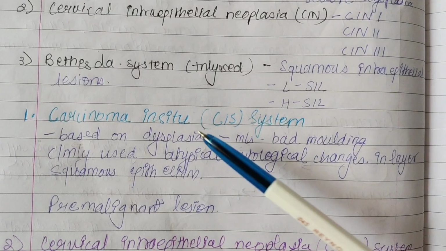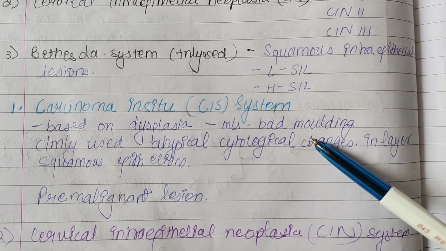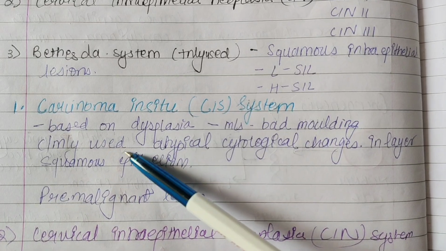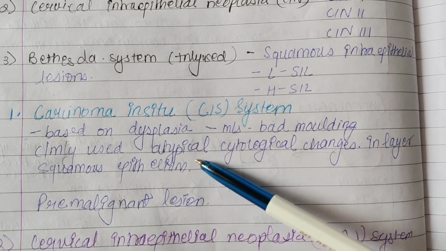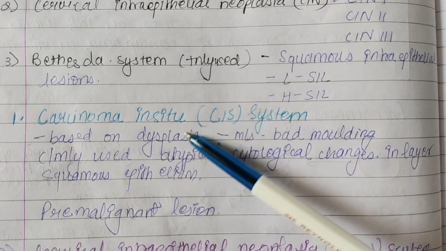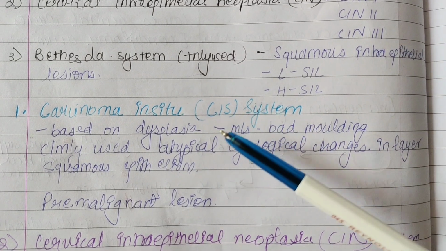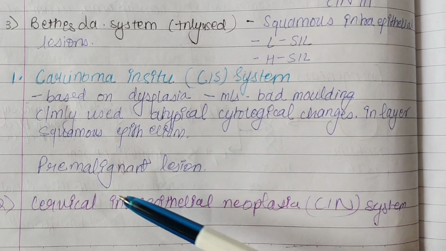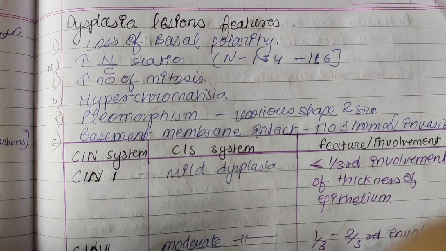Then we will see the carcinoma in situ system. It is based on dysplasia, meaning bad molding, which is commonly used for atypical cytological changes in layers of squamous epithelium. Means when atypical changes are seen in squamous epithelium, it is called dysplasia, and it is the basis of the carcinoma in situ system classification. It is a pre-malignant lesion. The cervical intraepithelial neoplasia system is also present.